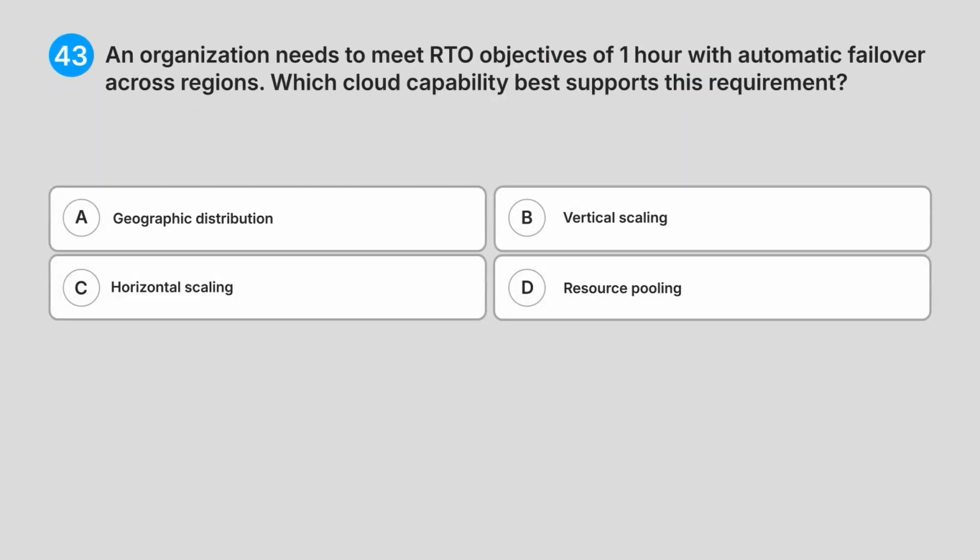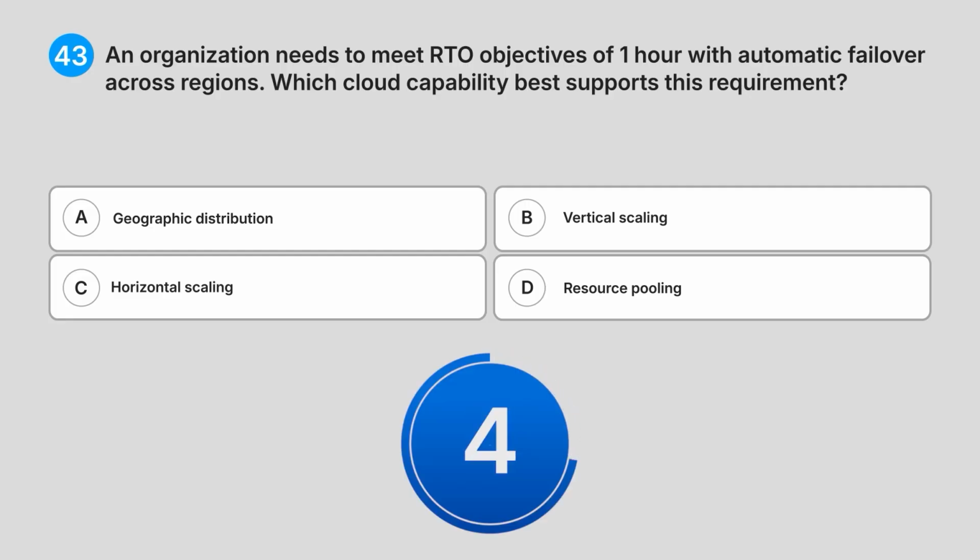43. An organization needs to meet RTO objectives of 1 hour with automatic failover across regions. Which cloud capability best supports this requirement? A. Geographic distribution. B. Vertical scaling. C. Horizontal scaling. D. Resource pooling. Can you guess the answer?